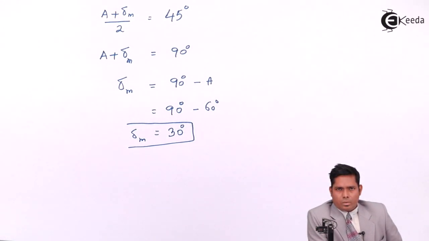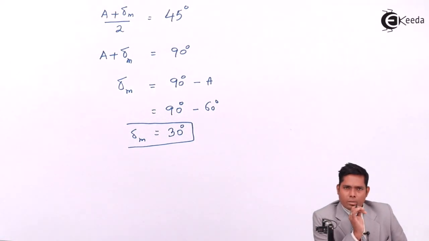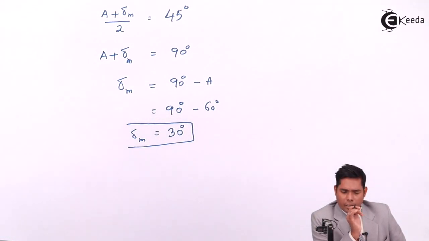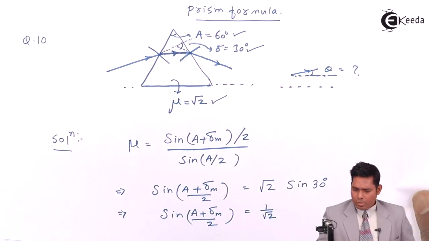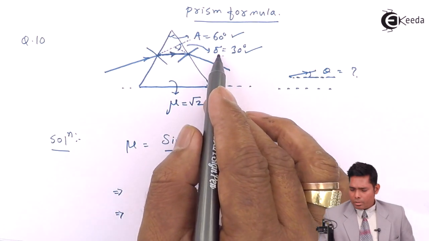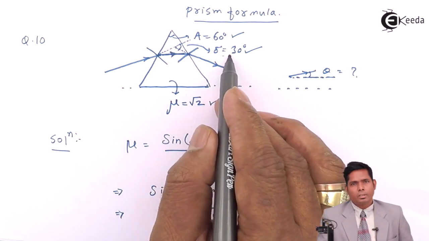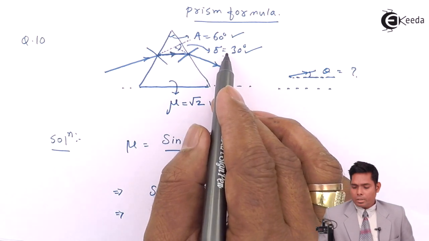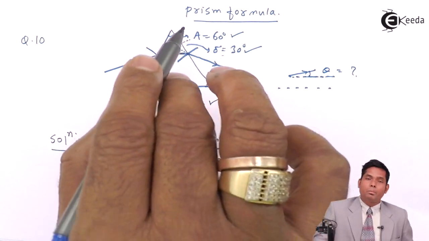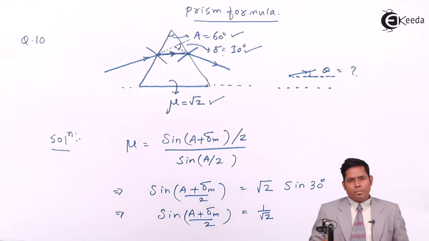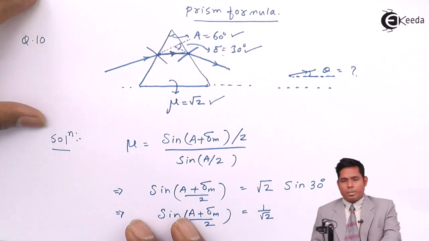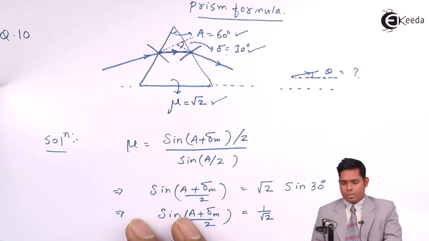If the angle of minimum deviation is 30 degrees, and in the question it says that the ray comes out with a deviation angle of 30 degrees, that means the ray comes out with minimum deviation. So if the ray comes out with the minimum angle of deviation, the ray must be parallel to the base.